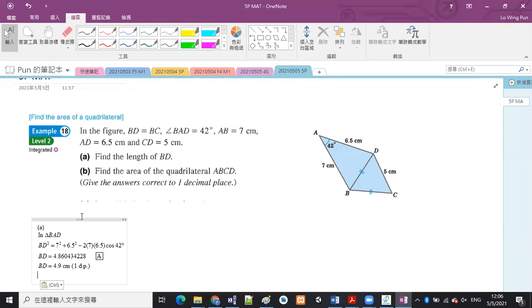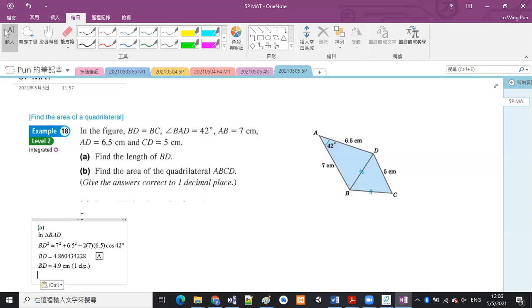This is 5 cm, and we have found the length of BD in part A. And it's given that BC is equal to BD, right? So we have all the lengths in triangle BCD. So which formula are we going to use to find the area of this triangle? The last one, the Heron's formula. Remember, calculate the S first, and then calculate the area by using the long square roots.